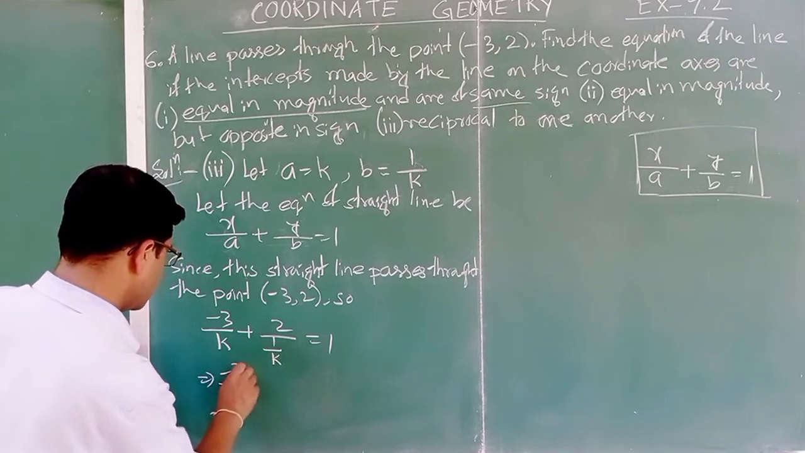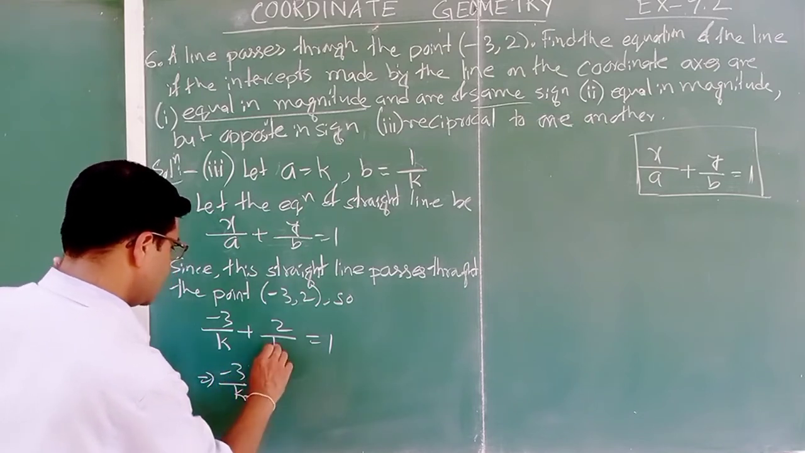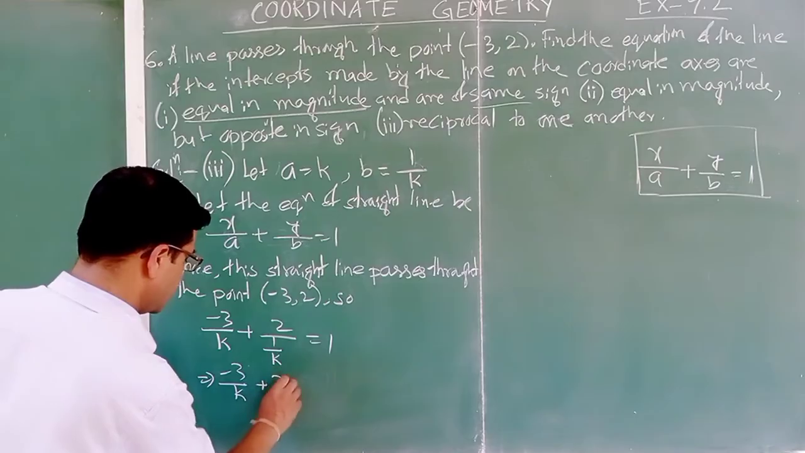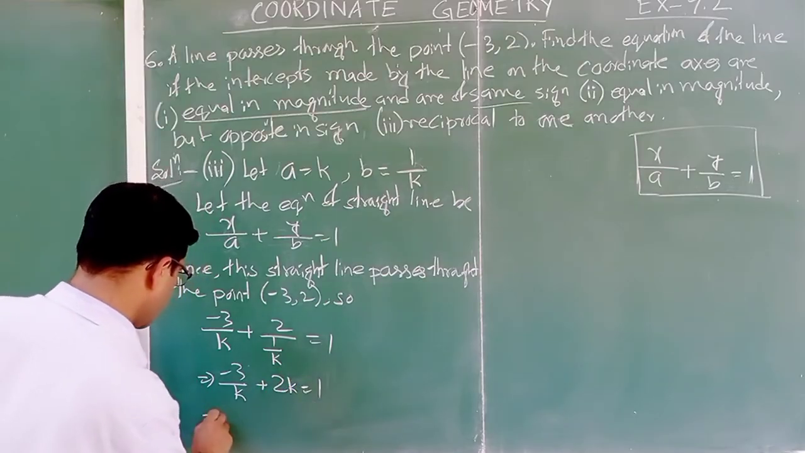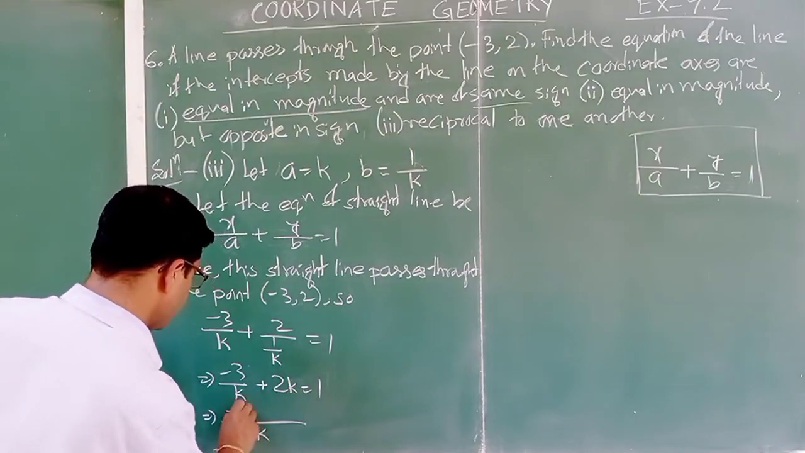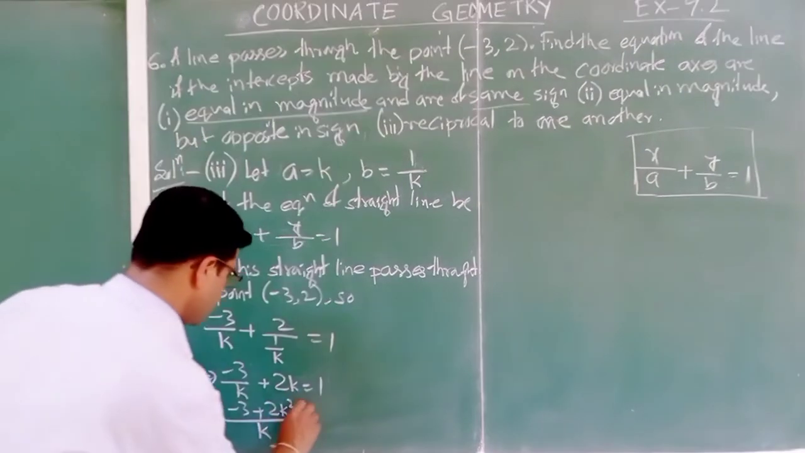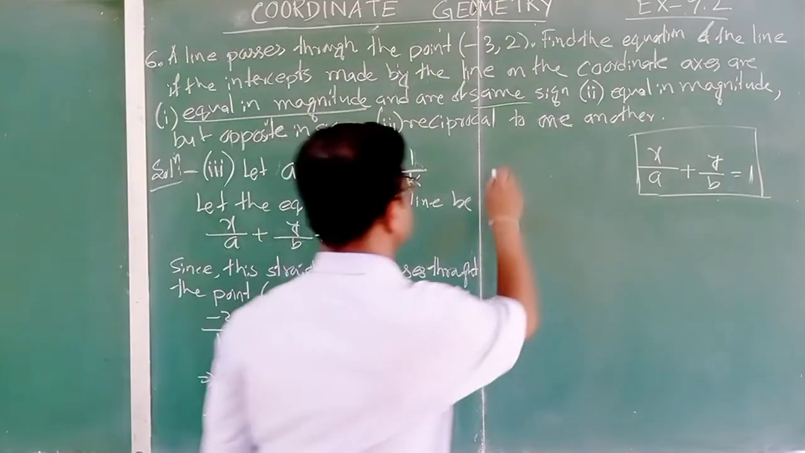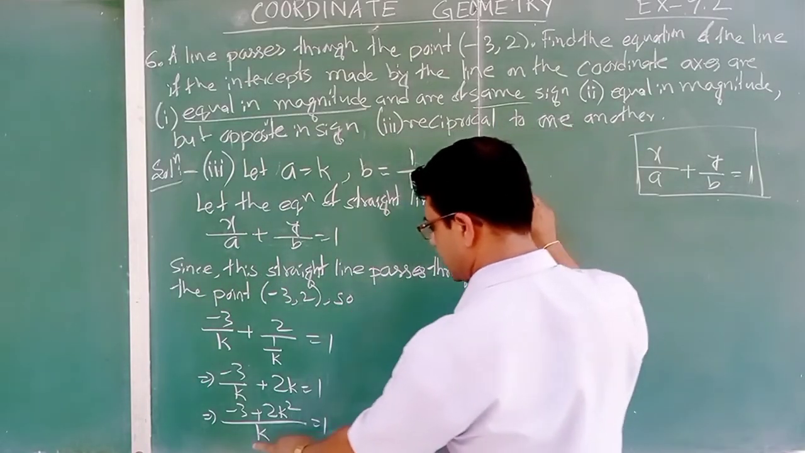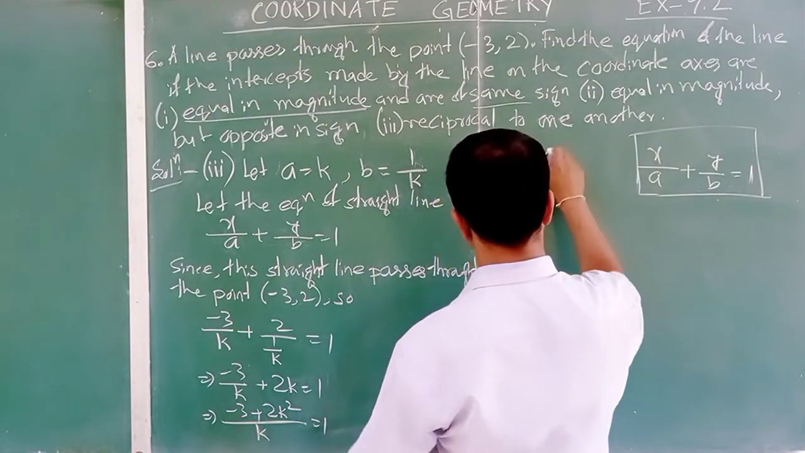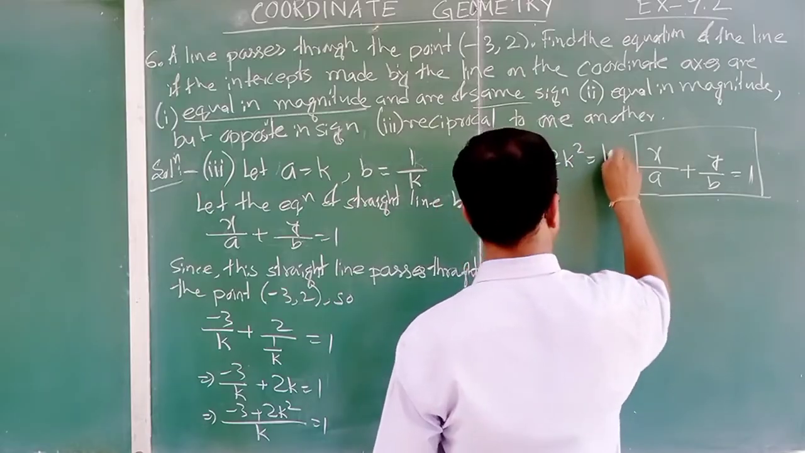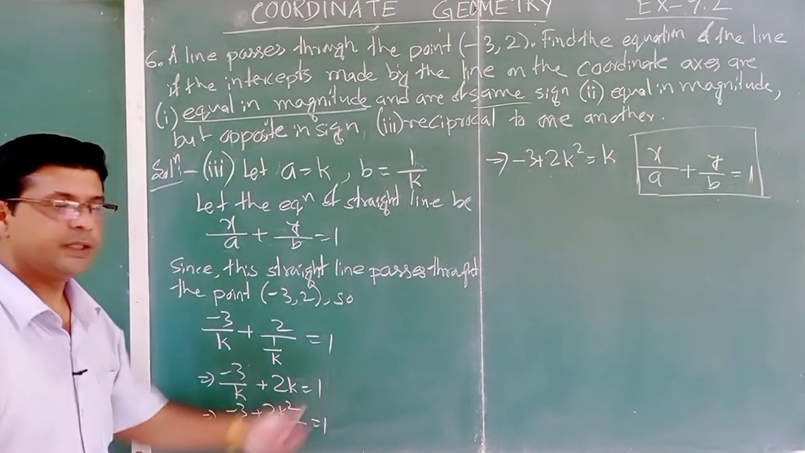So it becomes minus 3 by k. This is 2 into k by 1. So that is twice k is equal to 1. Let us take the LCM. LCM is k. Minus 3 plus 2k into k, 2k square is equal to 1. Cross multiply. Minus 3 plus 2k square is equal to k. 1 into k is k.